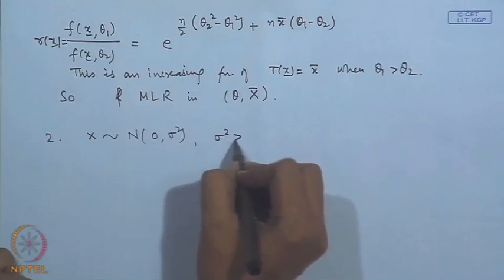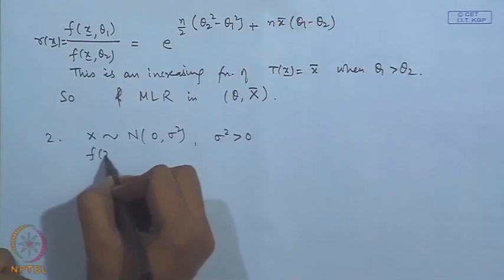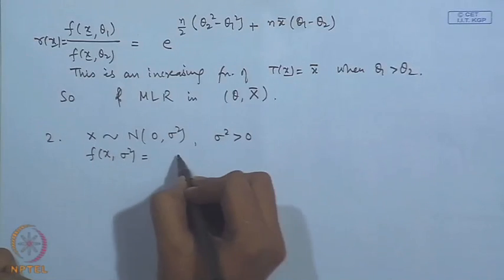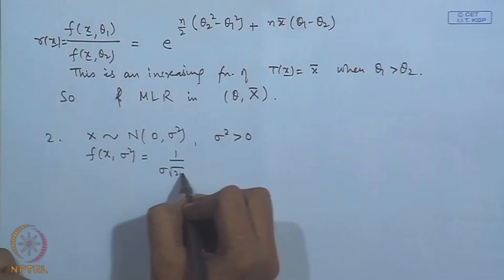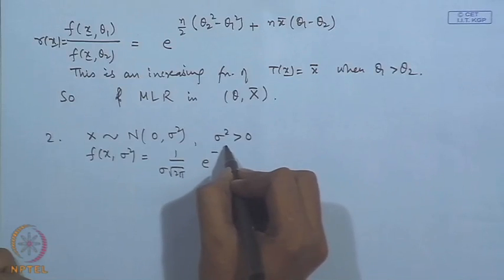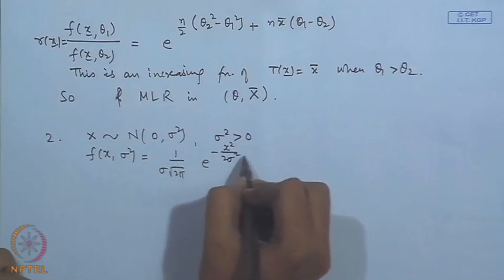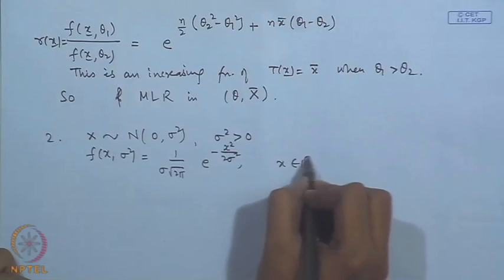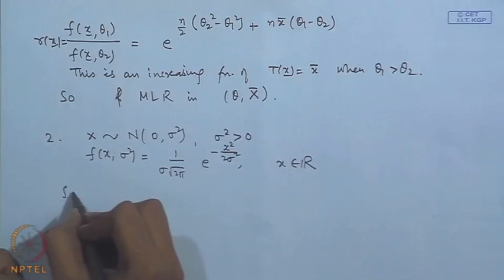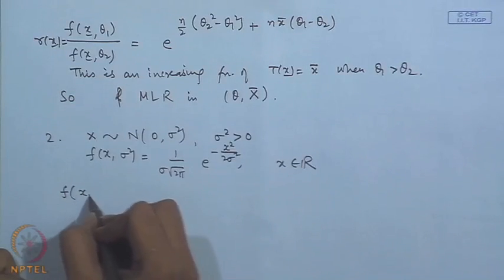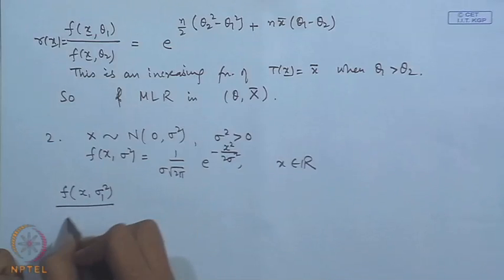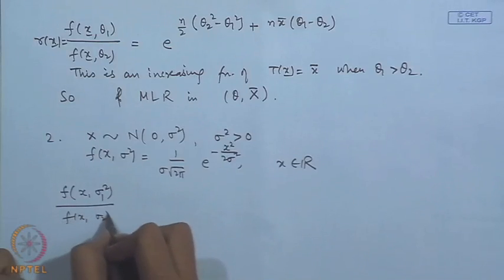Here sigma square is a positive parameter. If we consider the density function here, it is 1 by sigma root 2 pi e to the power minus x square by 2 sigma square, where x is any real number. Therefore, if I consider the ratio f(x, sigma 1 square) divided by f(x, sigma 2 square).